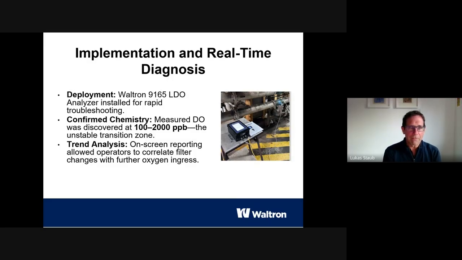And so we could easily track the oxygen, but now there needed to be some resolution to where this high oxygen content was coming from. But it correlated basically with the filter changes. So whenever you change the filter, better flows, and then an oxygen ingress would lead to that middle layer between 100 and 3000 ppb, where we actually did not want to be.